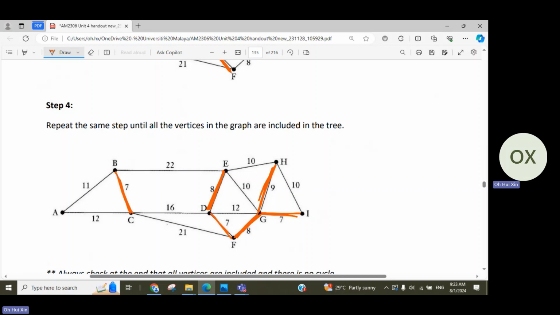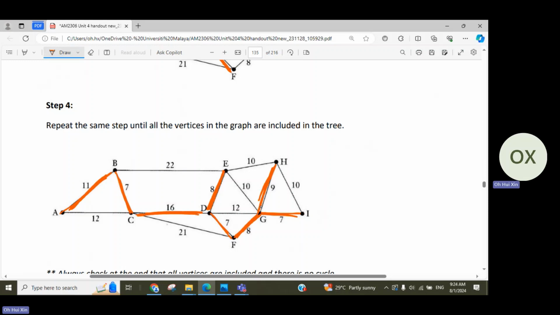After 10, the next shortest is 11, so we take 11. After 11, the next shortest is 12. But for 12, we are going to create a cycle here, so we are not going to take 12. Same thing, if we take 12 here, it will create a cycle here as well. Then the next shortest one will be 16. If you highlight 16, there wouldn't be any cycle, right? So we can highlight 16.